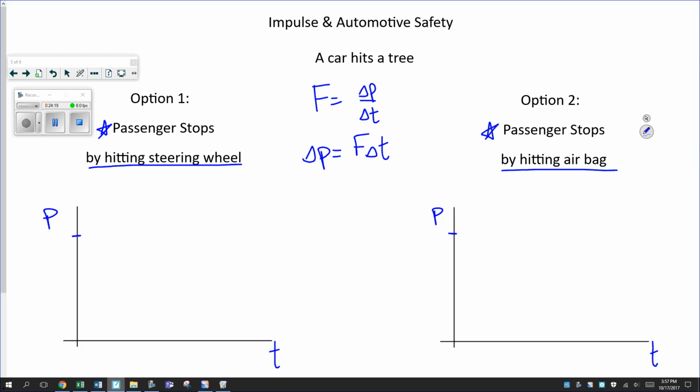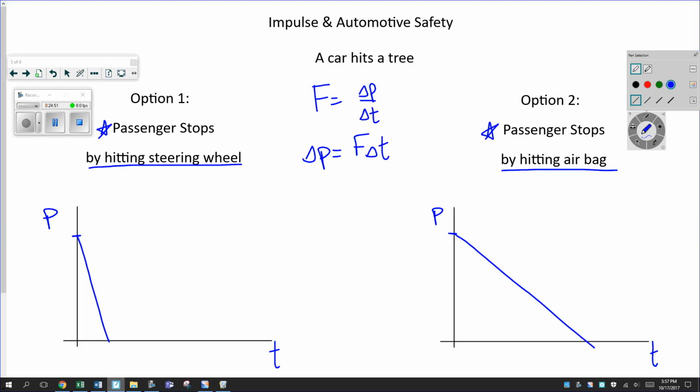So here's what happens. Crash test dummy hits the steering wheel. And guess what? The stop and the change of momentum happens real fast. Maybe like that. Except it doesn't go below 0. In the case of the crash test dummy hitting the airbag, maybe this happens. It takes longer for the stopping to happen.